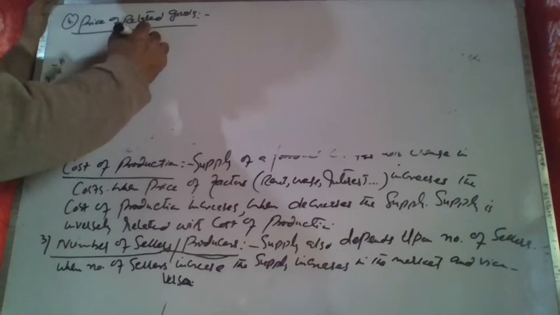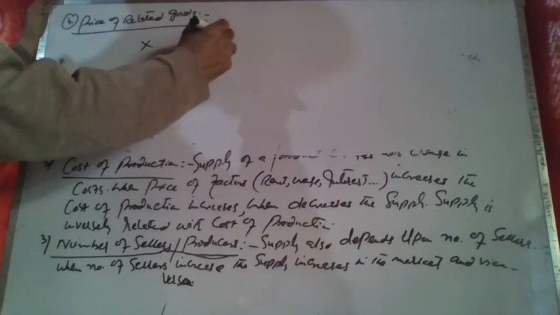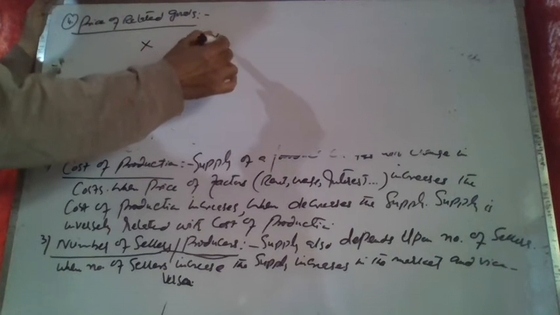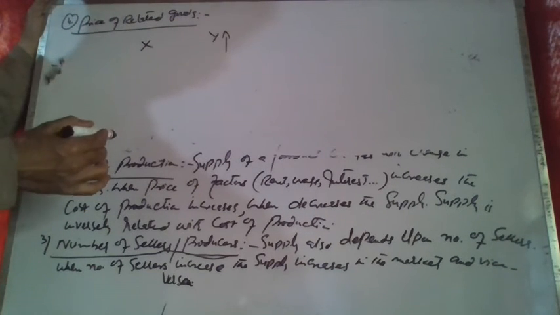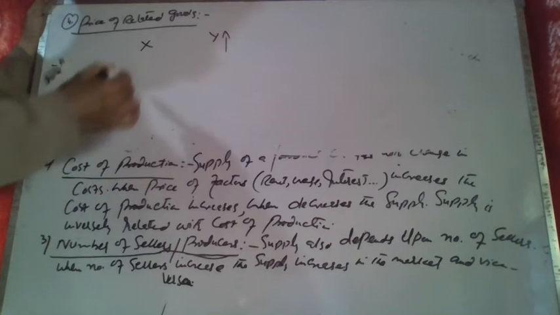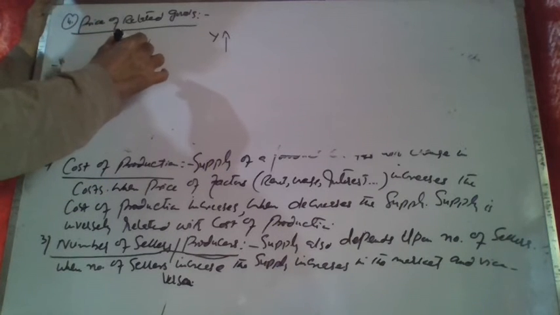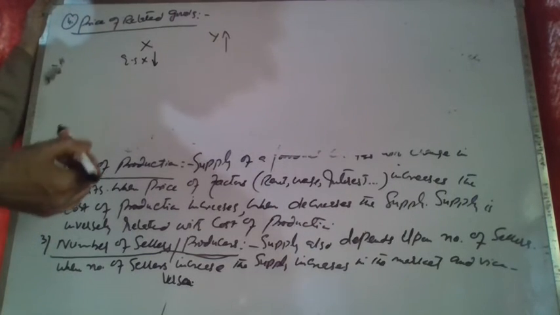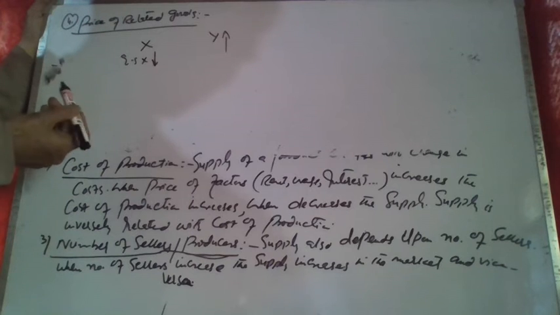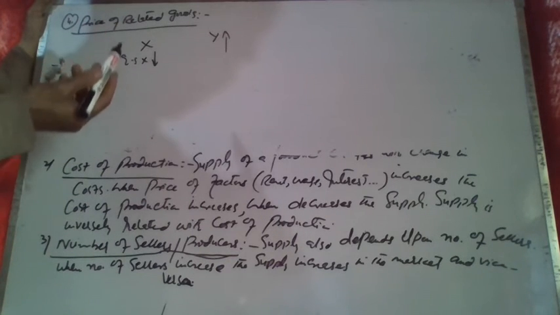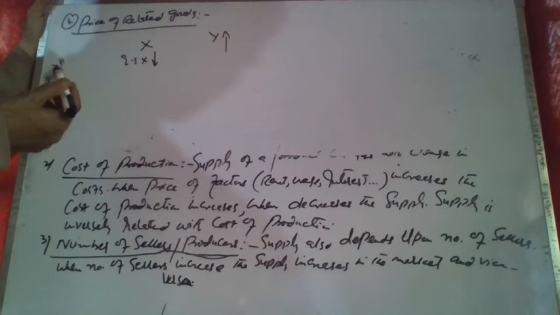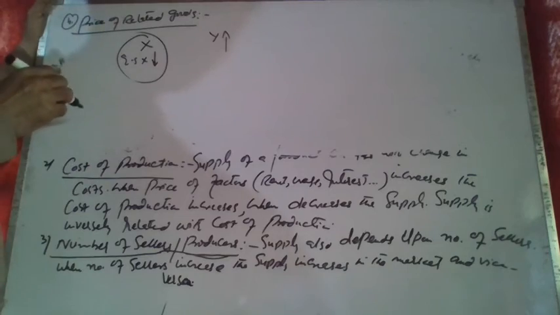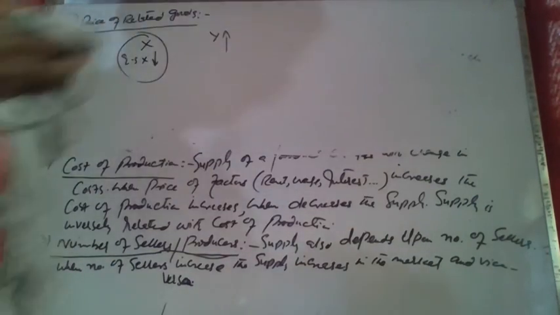How does it work? For example, we have two goods, X and Y. They are related to each other. For example, they are substitutes to each other. If the price of Y increases, the quantity supplied of X will decrease because producers will shift from X to Y. So when the price of a related good decreases, the supply of this commodity will also increase.